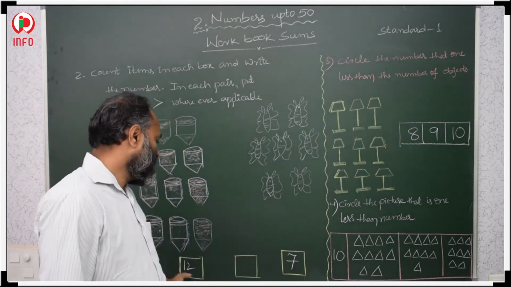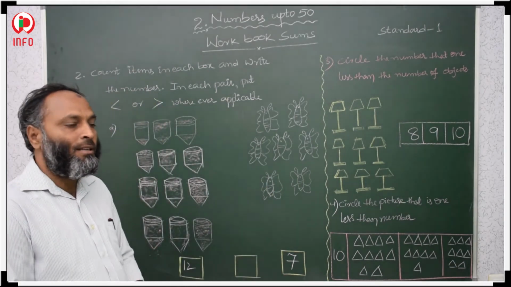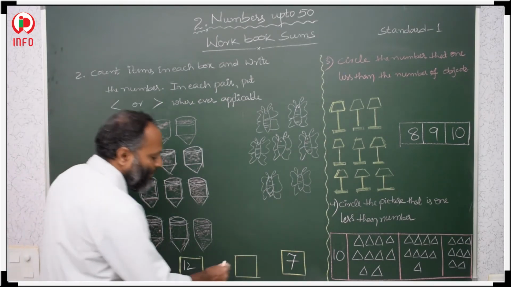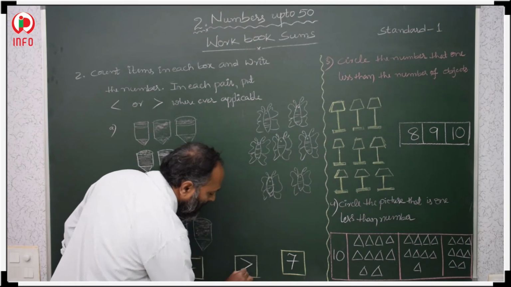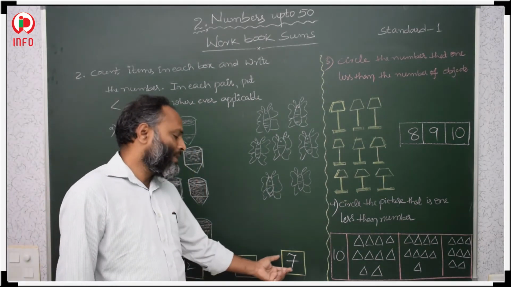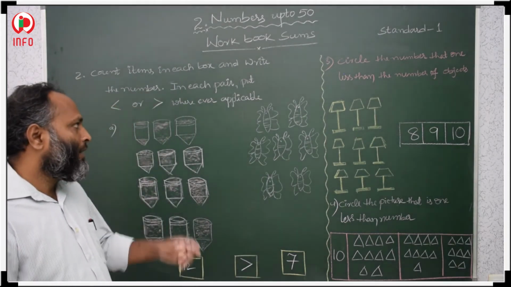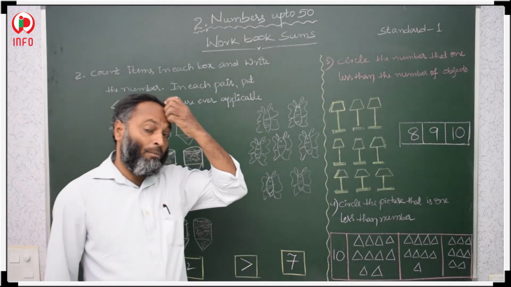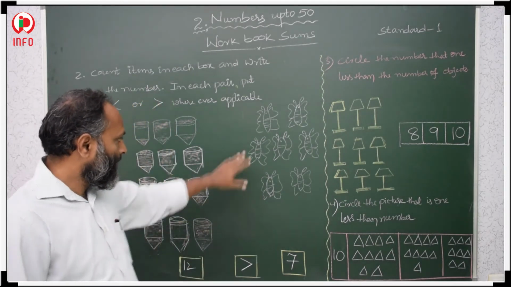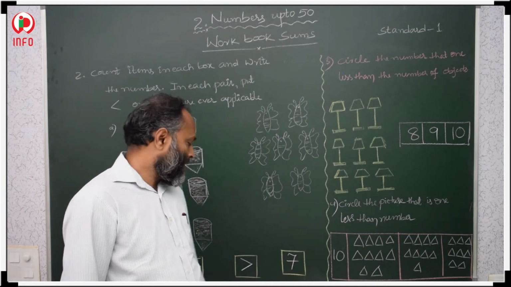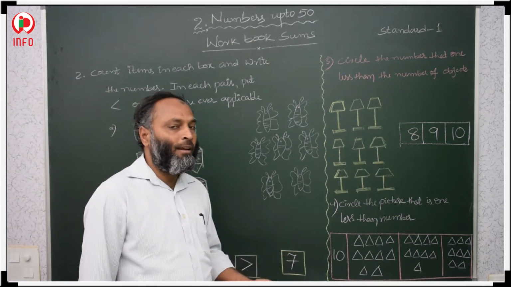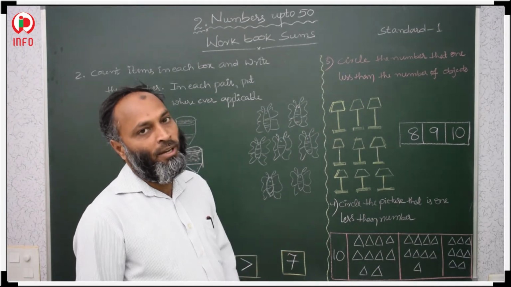In between 12 and 7, which one is greater? 12 is greater. It means in between we have to keep the greater than symbol. 12 is greater than 7. In this way we have to do. We have to count the number of objects given in the first box, then in the last box, and between them we keep the symbol. If greater than, greater than; if less than, then less than.